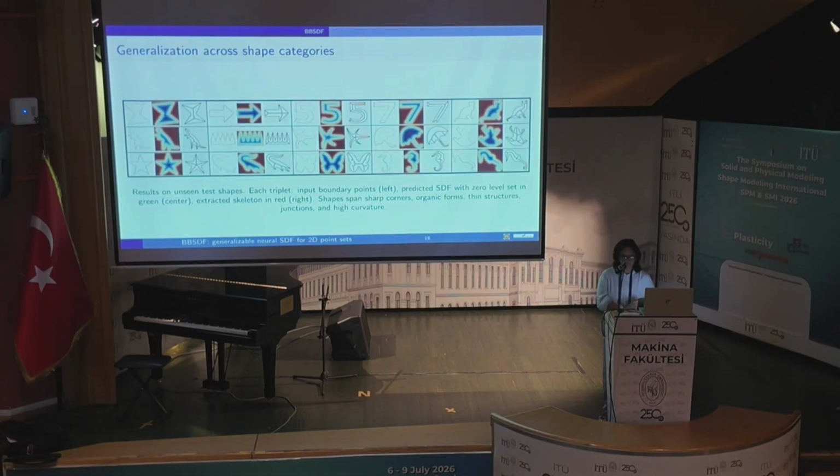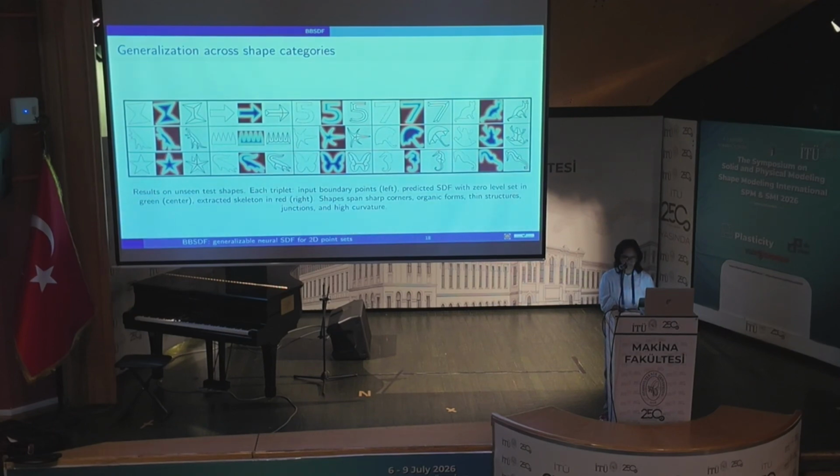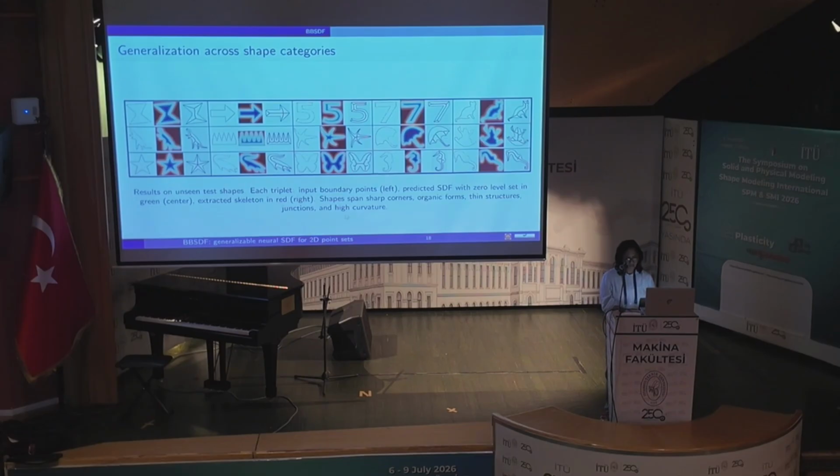So these are our results. We have shown 3 columns. The first is the input point set. Second is the predicted sign distance field. And third is the extracted skeleton from it. We have shown various shapes like organic shapes, thin structures, junction cases, high curvature, etc.